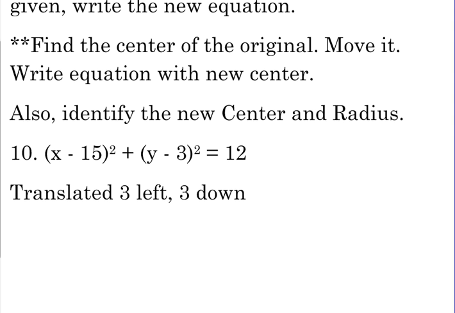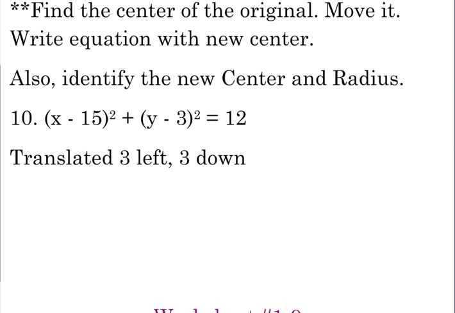So let's look at number 10 on that page that you have, okay? We've got x minus 15 squared plus y minus 3 squared is equal to 12. So the current center, I'm going to put O for original or old, okay? The current center is positive 15, positive 3, right? We change the sign when we take it out of the equation.